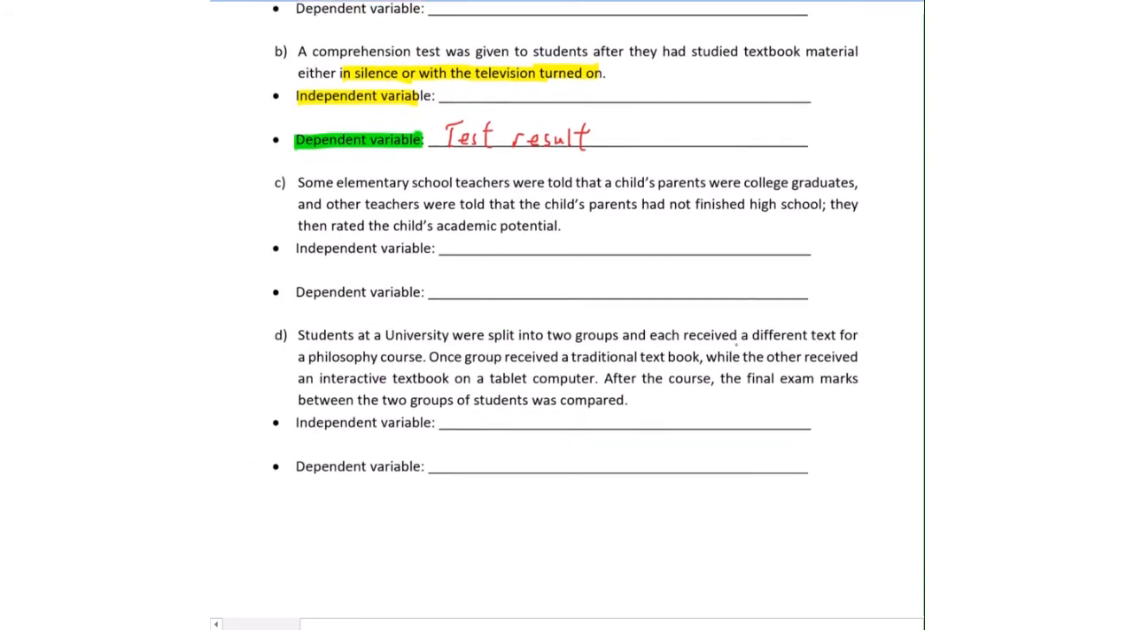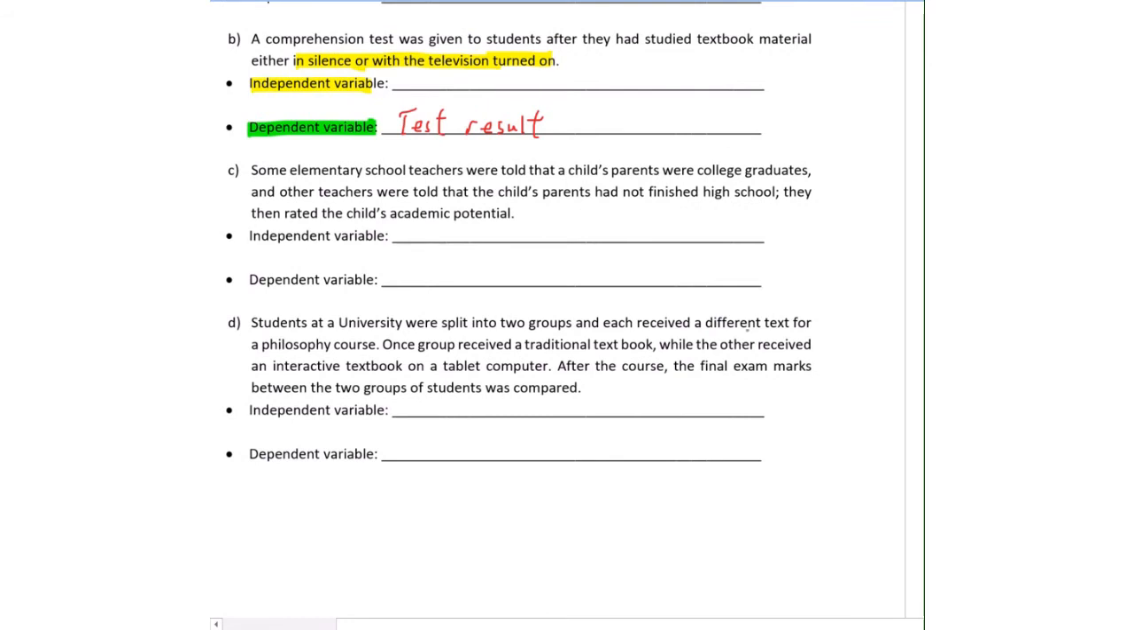Some elementary school teachers were told that a child's parents were college graduates, and other teachers were told that the child's parents had not finished high school. They then rated the child's academic potential. So the dependent variable would be the child's academic potential rating, the ratings, and the independent variable would be whether they were told the child's parents were college graduates or not.